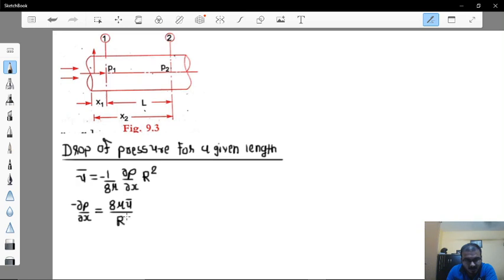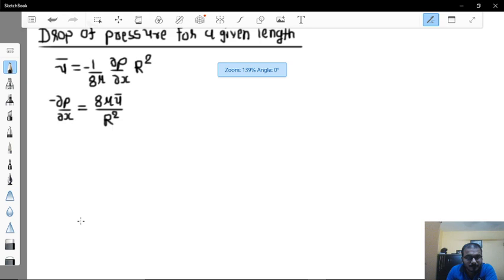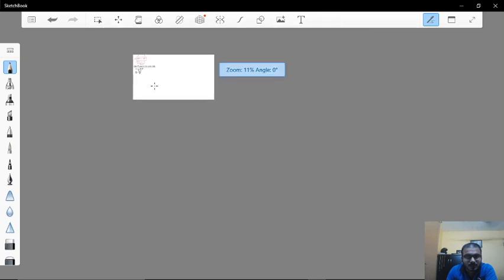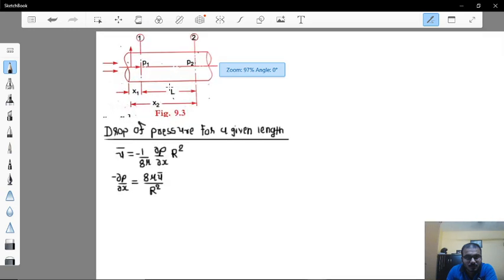Now to obtain the value of drop of pressure, we will integrate this. That is, here we can write minus dp is equal to 8 mu u bar over r square dx. So here to integrate this from 2 to 1.